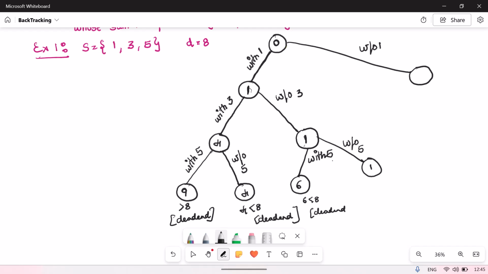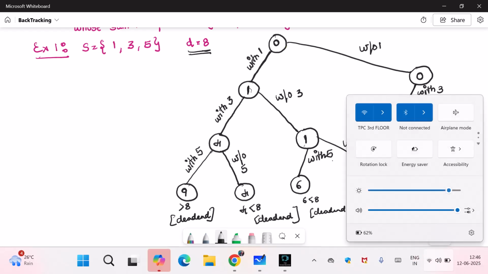Without 1, I'm getting the answer as 0 itself, right? Because 0 is there. I have not included 1. So 0 only. Next, let's try with the 3. So 0 plus 3 is 3 itself. 3 is still a promising node because it is less than 8. And I have still more nodes to be added. That is very important. Okay. Next, with the 5, what is the answer I'm getting? 8. Now you check. D was supposed to be 8. I'm getting the value 8.